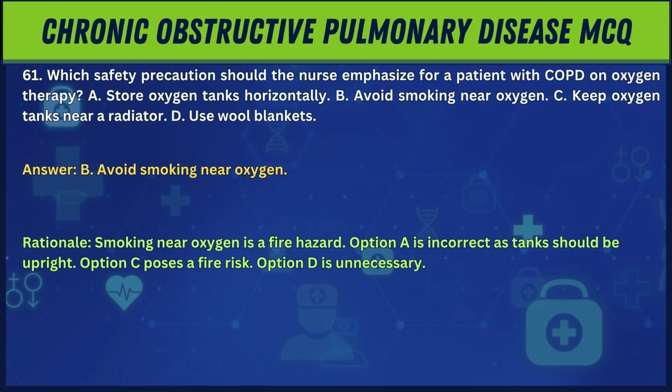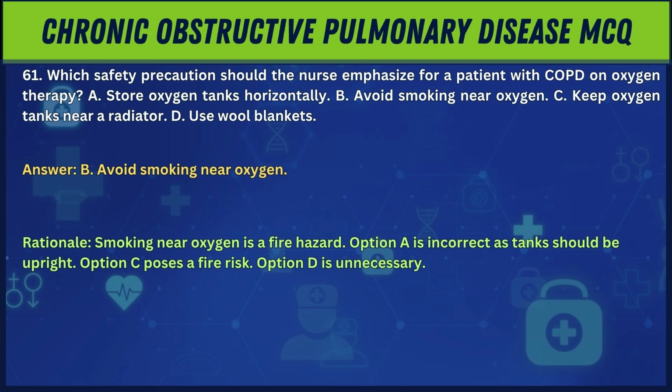61. Which safety precaution should the nurse emphasize for a patient with COPD on oxygen therapy? A. Store oxygen tanks horizontally. B. Avoid smoking near oxygen. C. Keep oxygen tanks near a radiator. D. Use wool blankets. Answer: B.